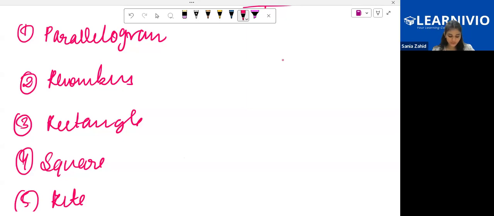So for square, Ramesh, again you tell. All the sides are equal. Then the sides are parallel. The sum of all angles is 360. All angles are 90 degrees. So basically, in a square, we have all the properties of a parallelogram plus rhombus plus rectangle. So all the properties of parallelogram, rhombus, and rectangle taken together form the properties of a square. Next, you have kite.